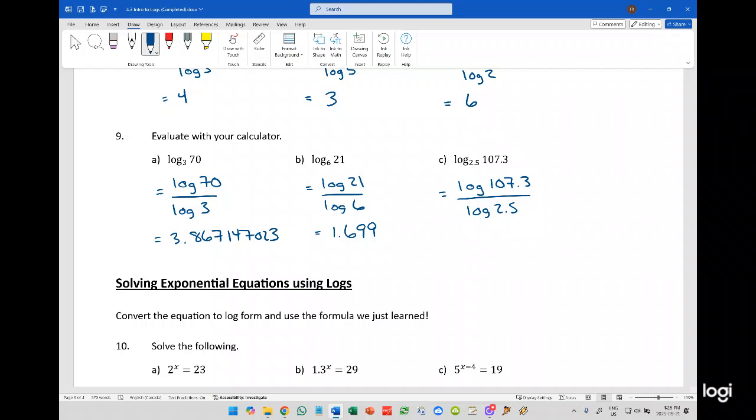Log of 107.3 divided by log of 2.5. And the answer is 5.1, or 5.102, whatever. Either way, I was kind of just taking a wild guess at this one, but I was like, it's between 5 and 6. And yeah, sure enough, that works out.